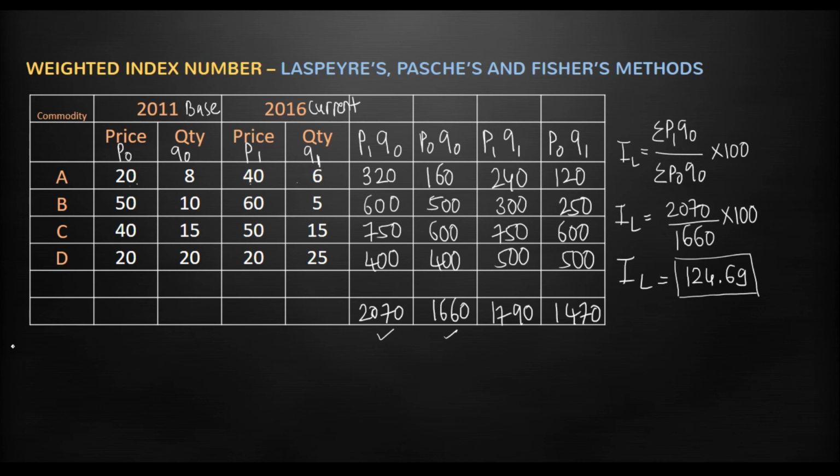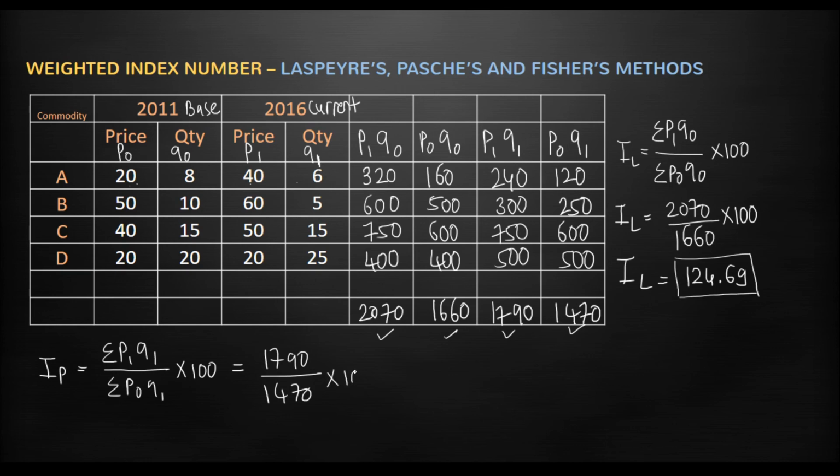Let us now find out the index number of Paasche. The formula of Paasche is sigma P1 Q1 divided by sigma P0 Q1 into 100. Now let us fill in all the figures. Sigma P1 Q1 is 1790, divided by sigma P0 Q1, which is 1470, into 100. Roughly this will give me the answer of approximately 121.77. So this is how you can find the Paasche index number.